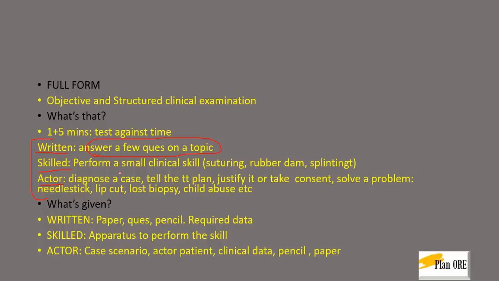In a skill OSCE, you need to perform a small clinical skill like suturing on a suture pad, rubber dam application on the mannequin, or splinting the teeth in the mannequin. An actor OSCE is very similar to a DTP. The only difference is that a DTP takes 54 minutes, but an actor OSCE lasts for 6 minutes.